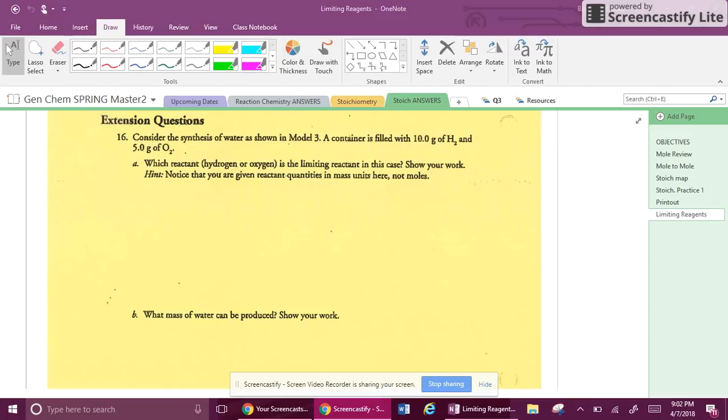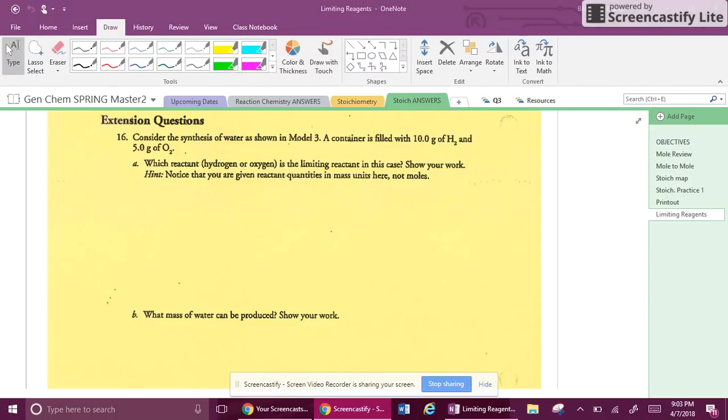All right, so you guys have the definitions, you have the basic concept of limiting reagent, excess reagent, and now we're going to take a look at limiting reagent calculations. And the extension questions are the calculations that you would do, using all of the stuff that we just learned. So I'm just going to use this as our example problem. I'm going to look at this like I would a stoich question, because it is a stoich question.